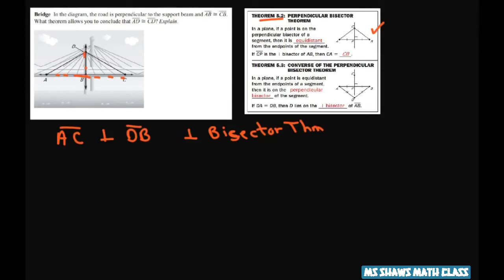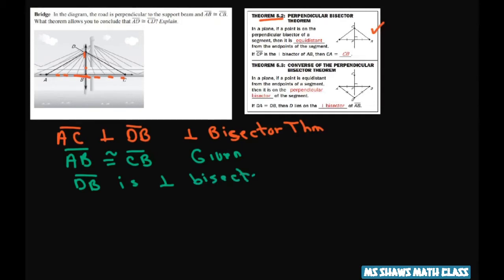We also know that AB is congruent to CB. That's given. So we know that DB is perpendicular bisector of AC. All right.